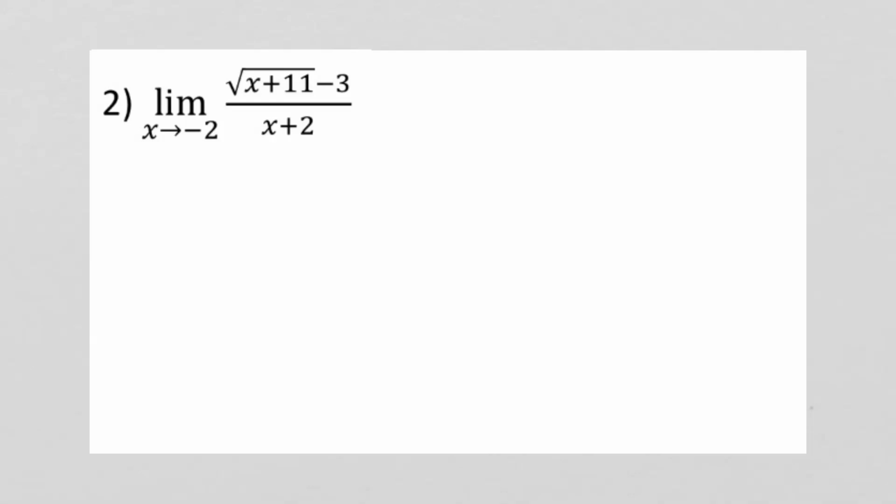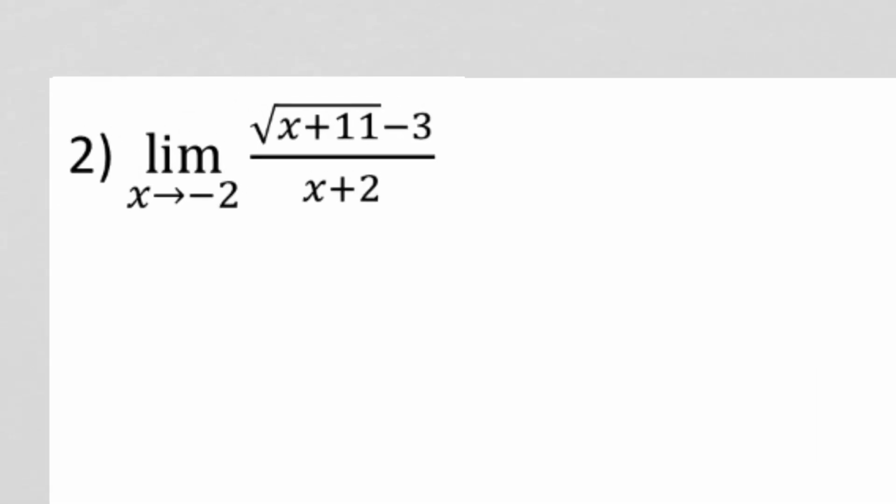Alright, limit problem number 2. Again, notice if we directly substituted in -2, which should be our first thing we should try when evaluating a limit, we'd get -2 plus 11, so we'd end up with 9 in that square root. Square root of 9 is 3, so we get 3 minus 3. So the top would go to 0, and the bottom we get -2 plus 2 is 0. We'd again get indeterminate form, so we would not be able to evaluate this limit at this point.